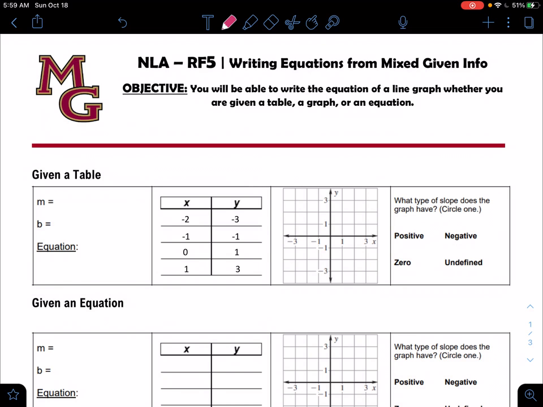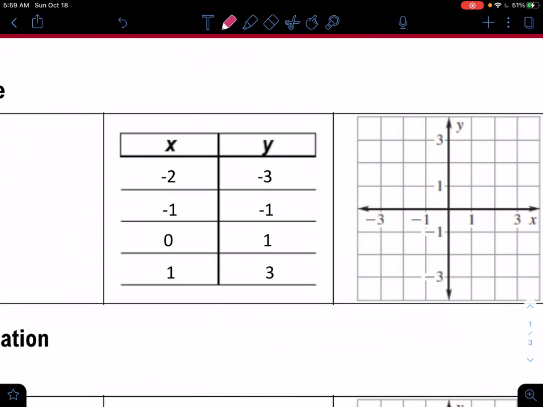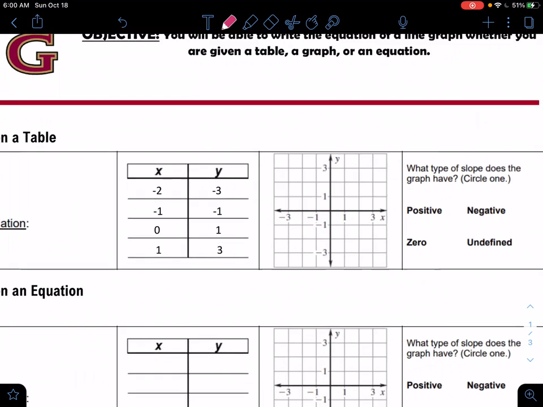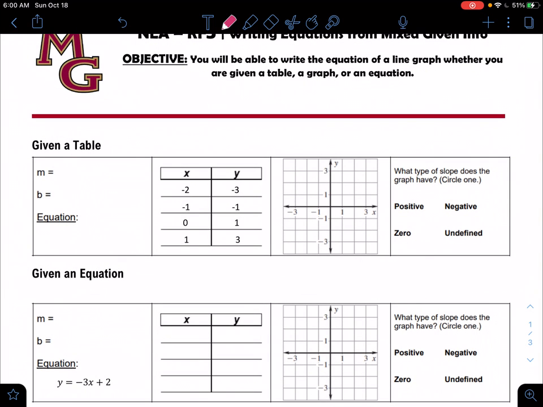This would probably be the most similar thing to what you would actually see on your test that'll be happening later this week. So for our first one, if you are given a table, here in this problem we can see that we've been given a table right off the bat, and we're being asked to graph it, to find the slope and the y-intercept, and also to write the equation, and then also to talk about what kind of slope it has.